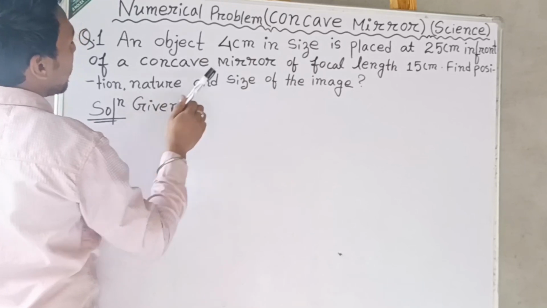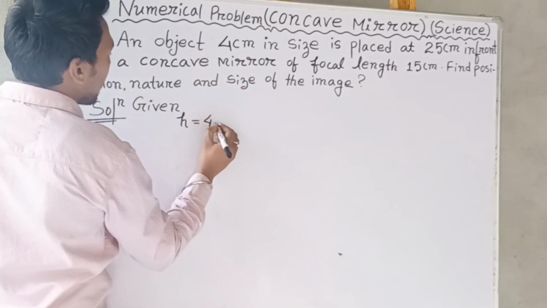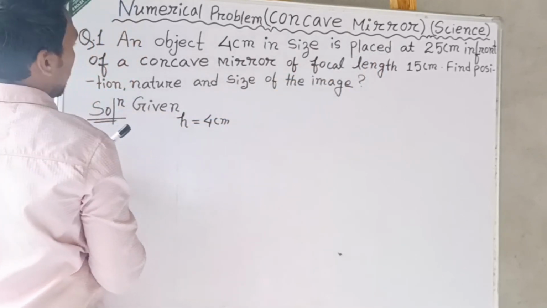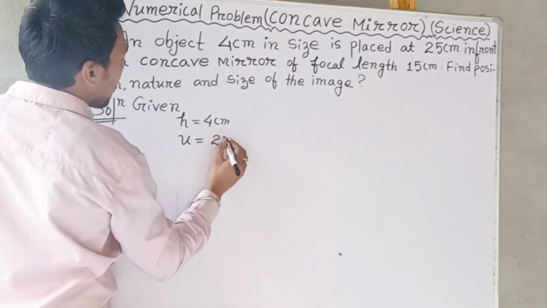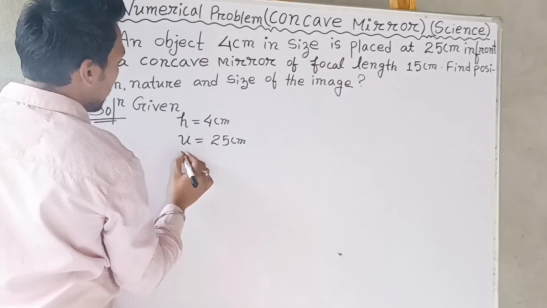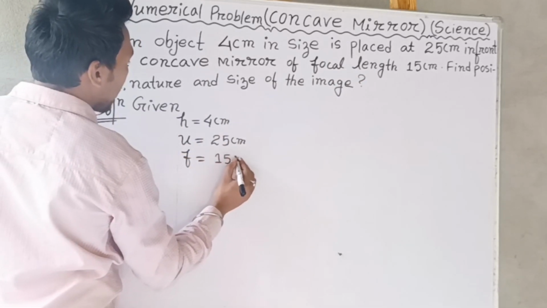Given in this question, 4 cm in size means the height of the object is given as 4 cm. So right here 4 cm. Is placed at 25 centimeter means the object distance is given here as 25 centimeter. So right here 25 centimeter. Of focal length 15 centimeter means the f value is also given here, 15 centimeter. Now this is a concave mirror.